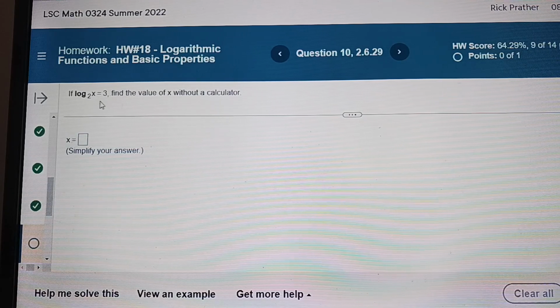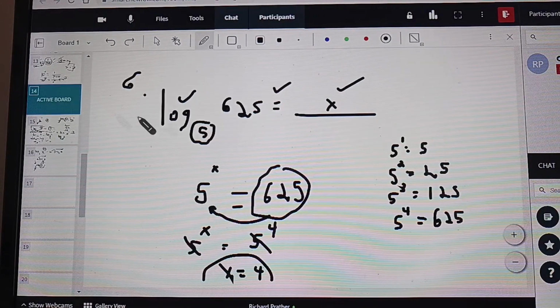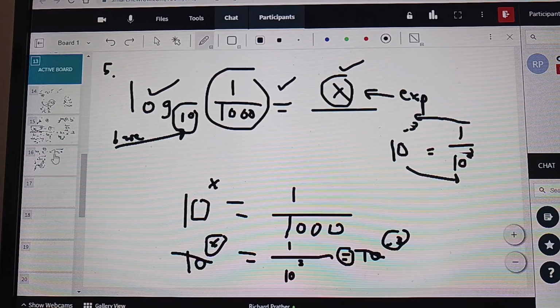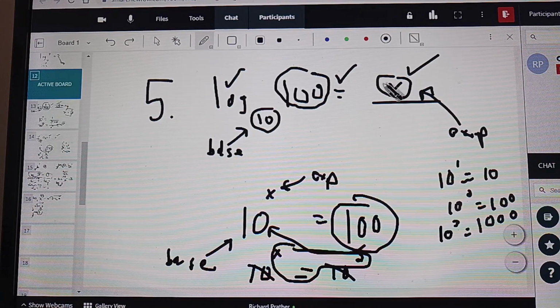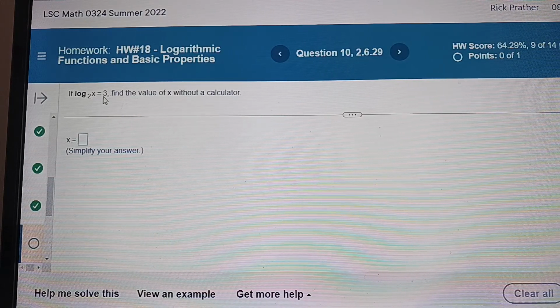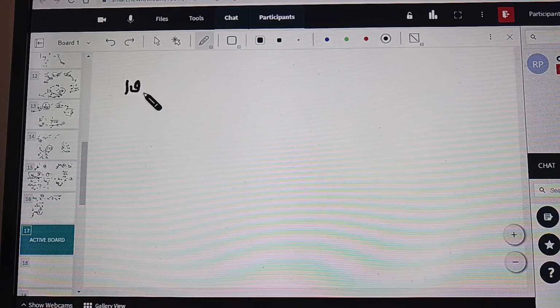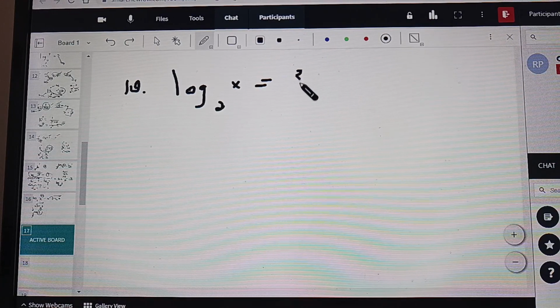Okay, log base 2 of x equals 3. Find the value of x without a calculator. So the point here is that the x can move around to different locations. We did a number of problems where the equals was the blank, and I just put an x there. Remember that one, and this one, and this one. If the answer is blank, I always called it an x. But this number or the base could be an x too. And then they'll actually put an x for it. They don't leave it blank usually. So number 10, log base 2 of x equals 3, solve for x.